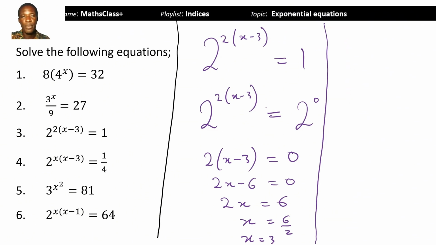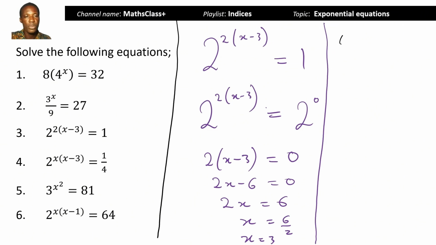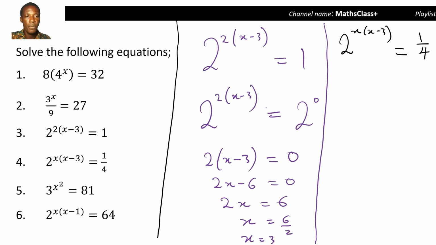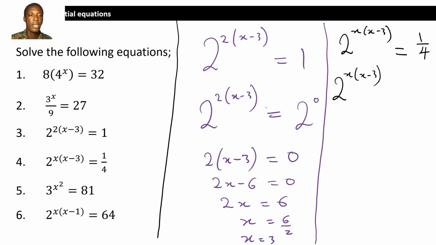Now the next example, example 4. 2 to the power x multiplying x minus 3. This expression is equal to 1 over 4. So this one is base 2, so we will also write 1 over 4 as a number to base 2. So 2 to the power x times x minus 3 here, and then 1 over 2 to the power 2 here.